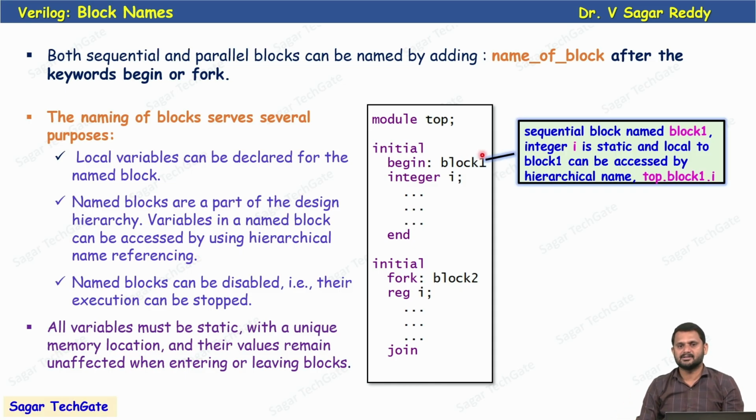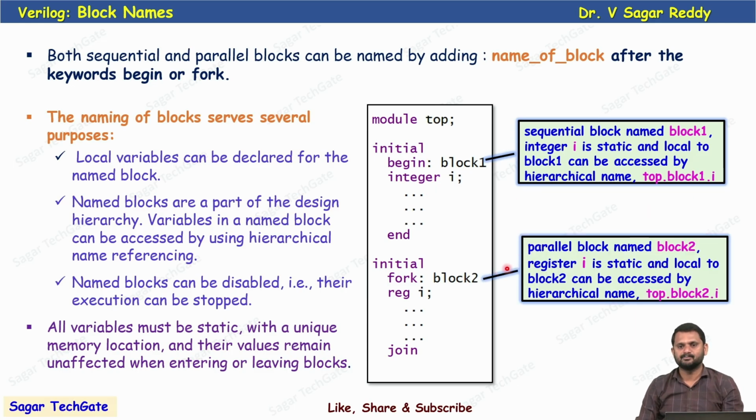Now see here, this is block 1, the sequential block named block 1. The integer I is static and local to this block 1 and accessed by hierarchical name. So what is the module name? Top. What is the block name? Block 1. What is the variable? I. So top dot block 1 dot I. This is the hierarchical name assigned to this variable I. We can access this variable by using this hierarchical representation, right?